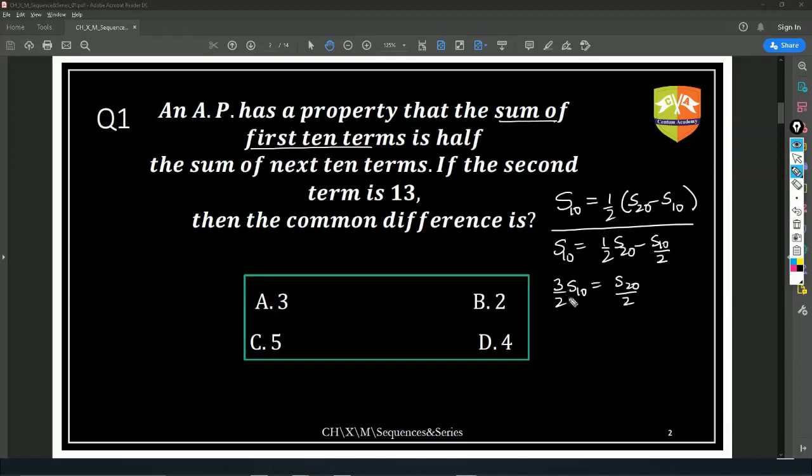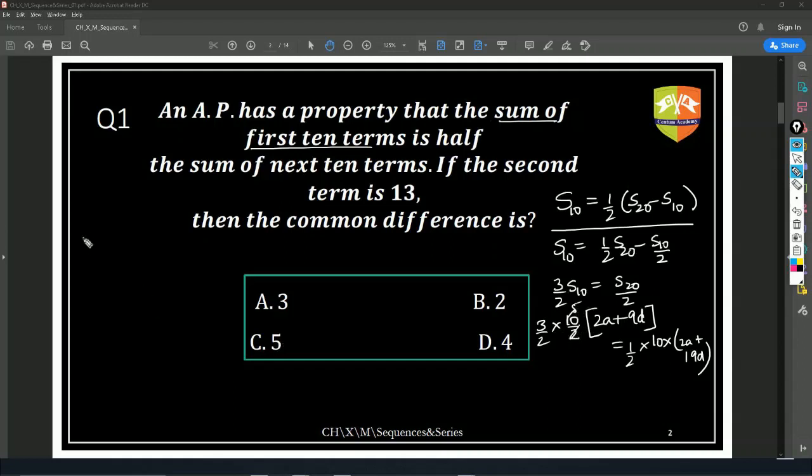Now you have to get the formula of S10. What is S10? S10 is 3 by 2 into 10 by 2 into 2a plus 9d, right? You have to write it fast, and then it is half into 20 by 2, that is 10 into 2a plus 19d. I hope this is clear to everyone. Are you following it? So far, so good. Any problem? This is how I'm simply writing S10 and S20 now. Okay. So what will this be? So this is 5. So 15 by 2.